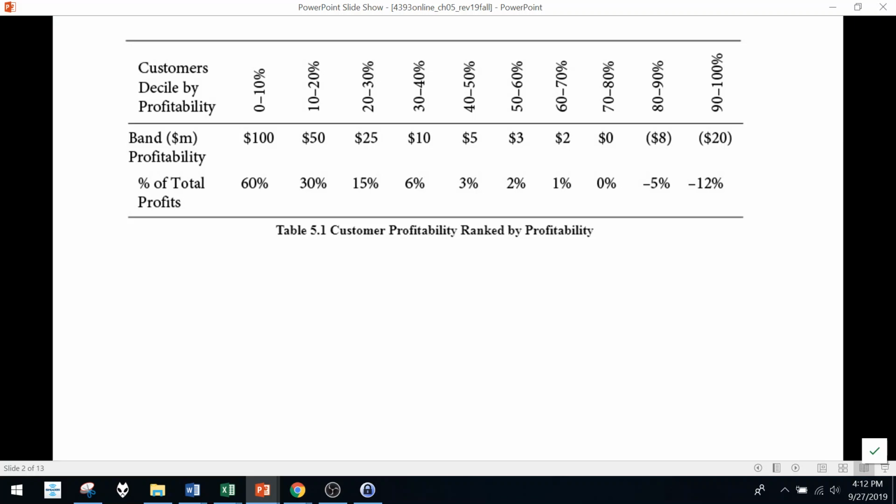So that is an issue. Also, from an accounting standpoint, you've got fixed costs you're trying to spread out. The more customers you have, the more you can spread those out. It's good for your bottom line to some degree, okay? And you can see here the 0 to 10% band. 60% of this company's profits come from that, 30% from the second band, and so on and so on.